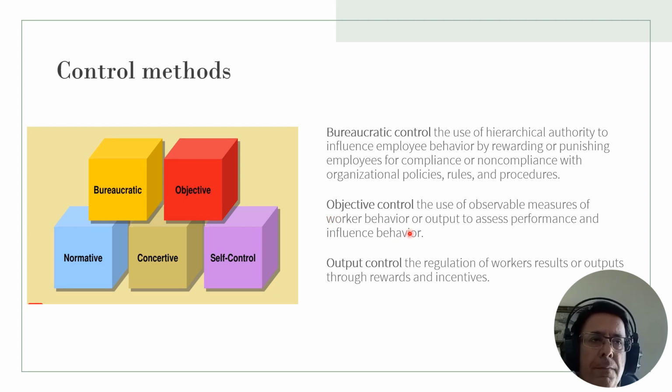Objective control is the use of observable measures of worker behavior or output to assess the performance and influence behavior. So here again, we try to observe the behavior of the workers. Output control is the regulation of the workers' results or outputs through rewards and incentives. So how can we control the output? That is based on the results or the output they have given to us.